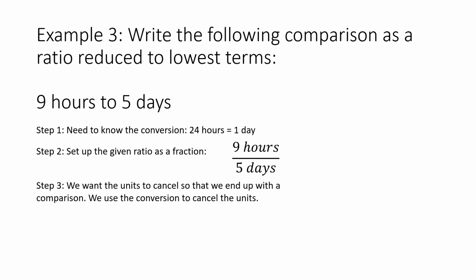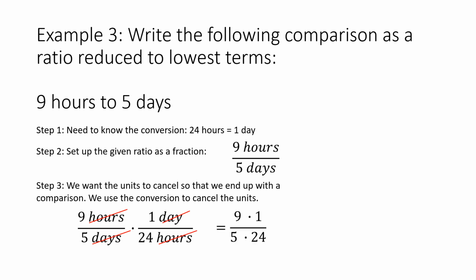Now I'm ready to set up my equation to get my units to cancel out so that I will end up with a comparison, and we're going to use that conversion to cancel out the units. This is what my equation is going to look like. I'm going to have that 9 hours over 5 days, and then I'm going to multiply it by 1 day over 24 hours. I put my day on top and my hours on the bottom because I want my units to cancel. Now I have 2 fractions that I'm going to be multiplying. So I do 9 times 1 on top and then 5 times 24 on the bottom. And I'm left with 9 over 120. When I simplify that down, I'm going to get 3 over 40 as my final answer.